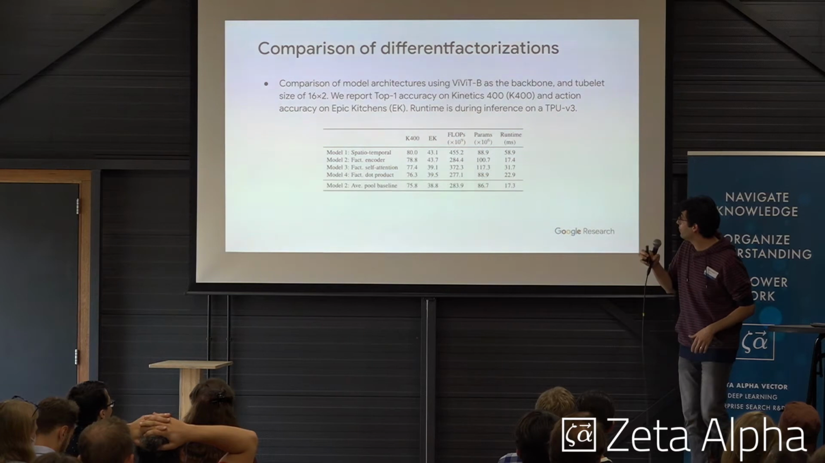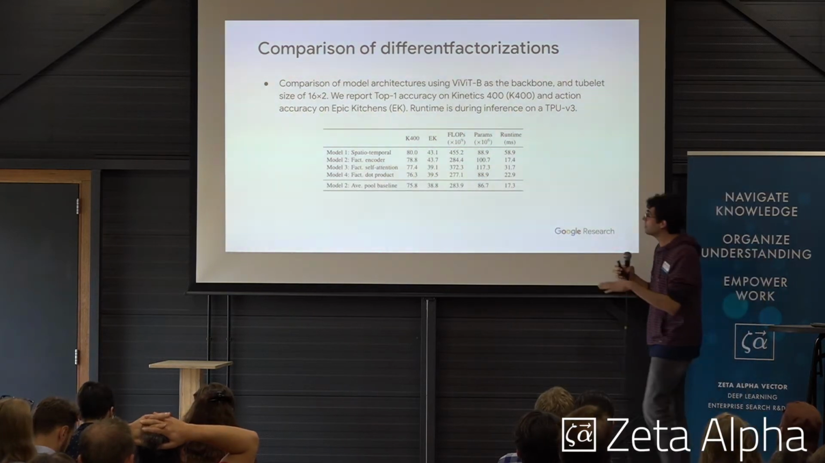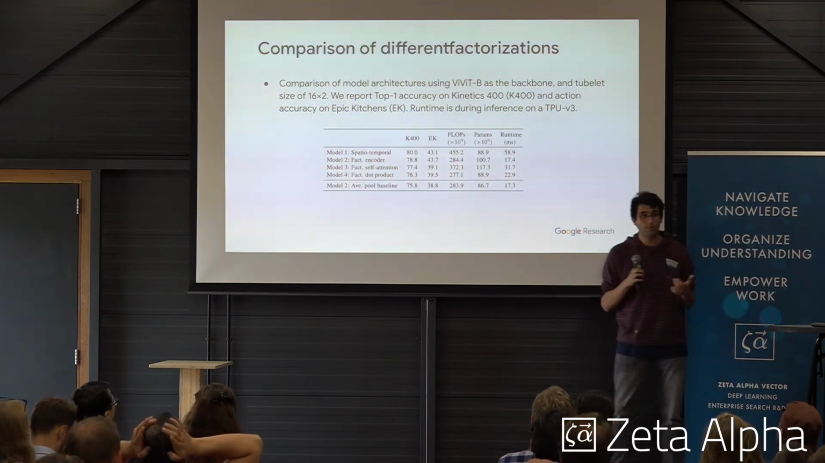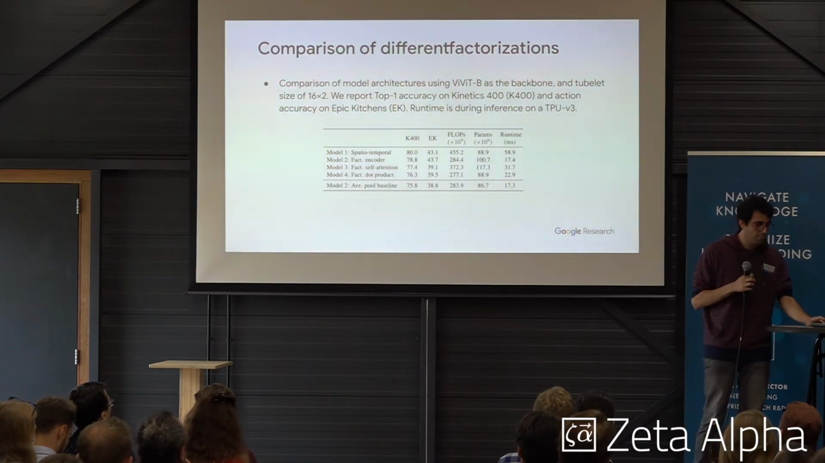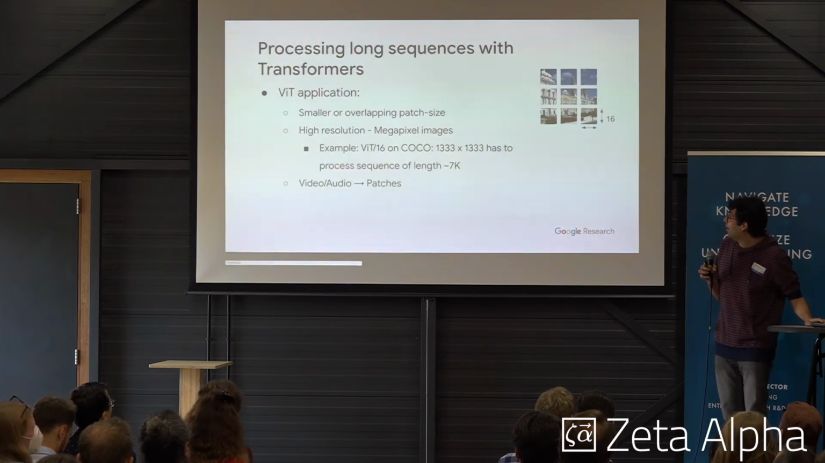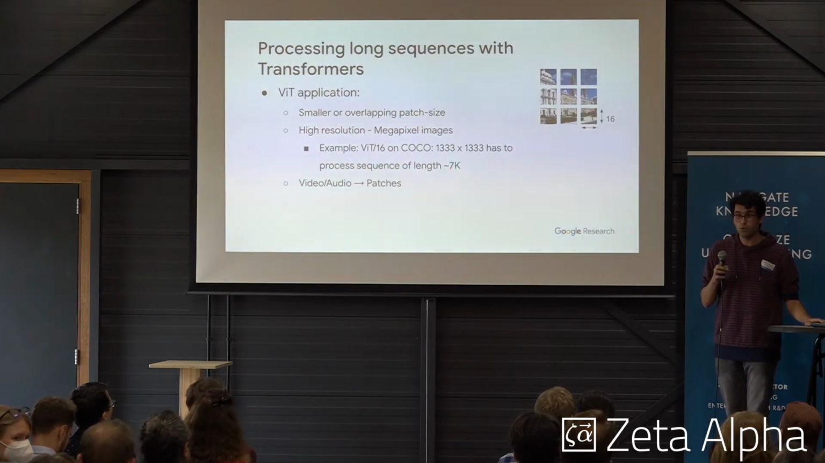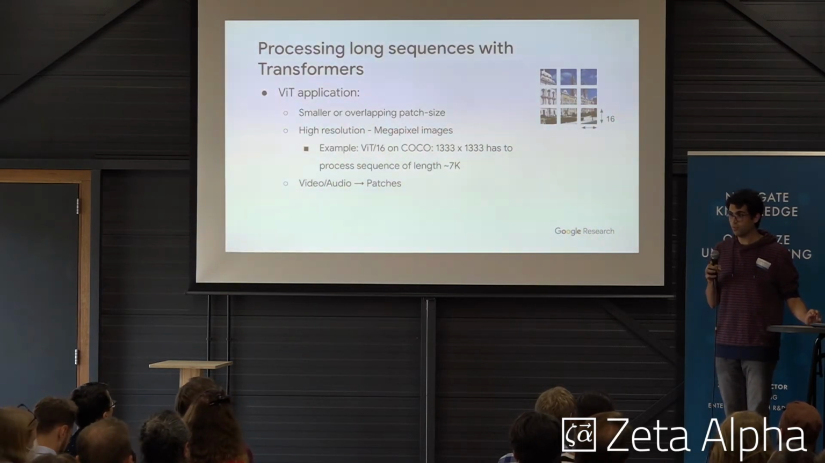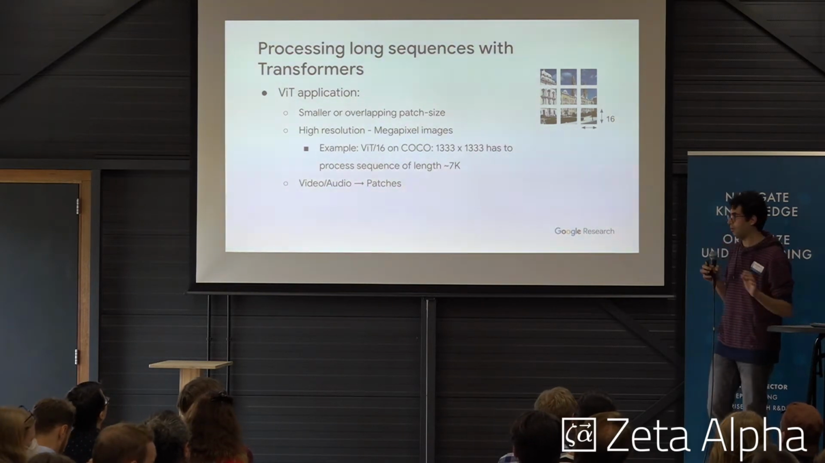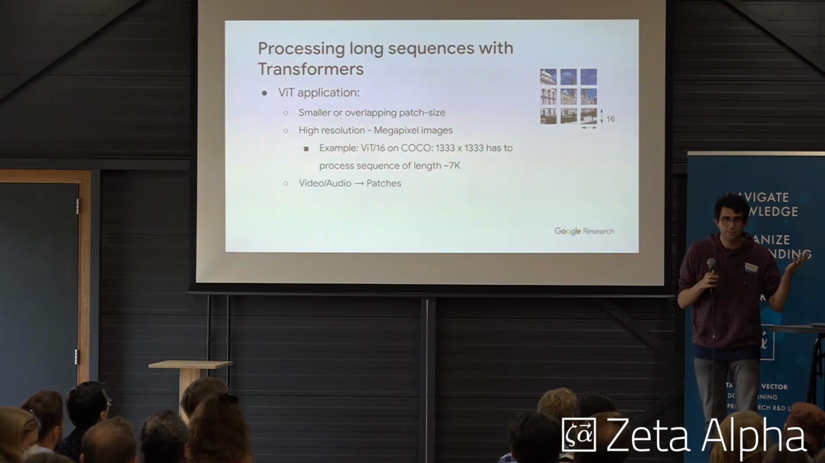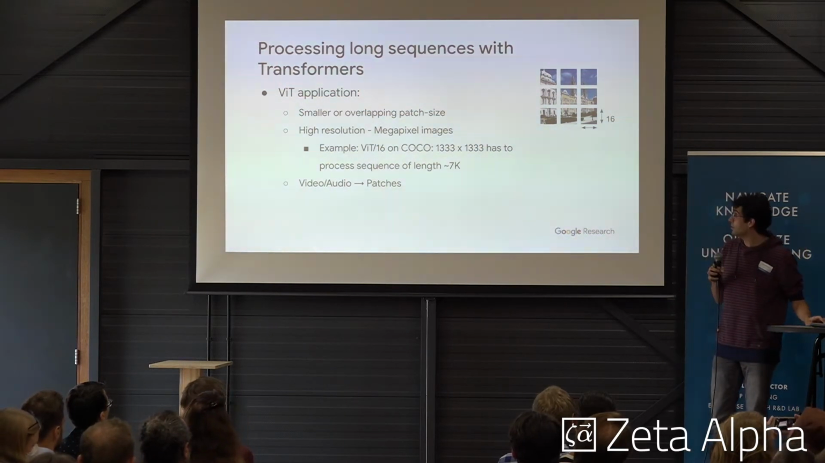And then we also noticed that some of these tricks, like factorizing the encoder, actually give us a really good boost in efficiency while not losing on the performance side. And as I said, you might end up using these models when dealing with long sequences, for example megapixel images or videos that we just talked about. And then this is going to be extremely expensive.